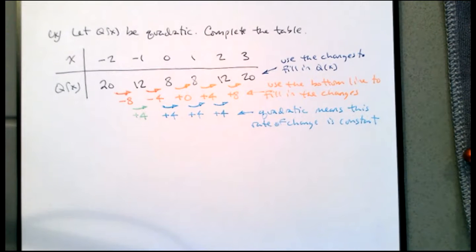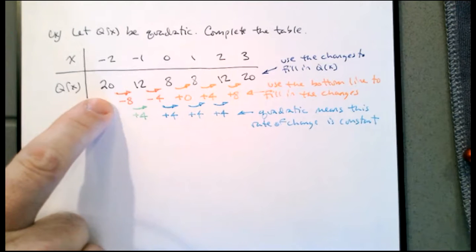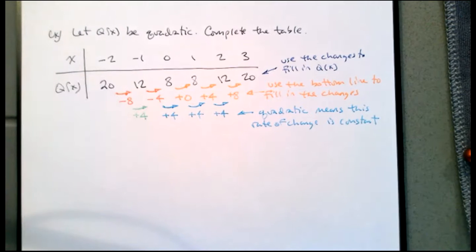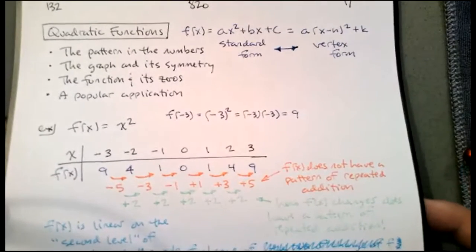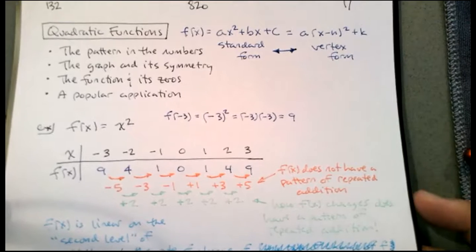This is a little bit harder to spot than with linear functions and exponential functions. With linear functions, we're just looking at this first line of subtraction, and if that's not constant, then we start dividing. 12 divided by 20, and then 8 divided by 12. But in this case, we'll get different values, so this is not going to be exponential. So that's the pattern of a quadratic function in the numbers.